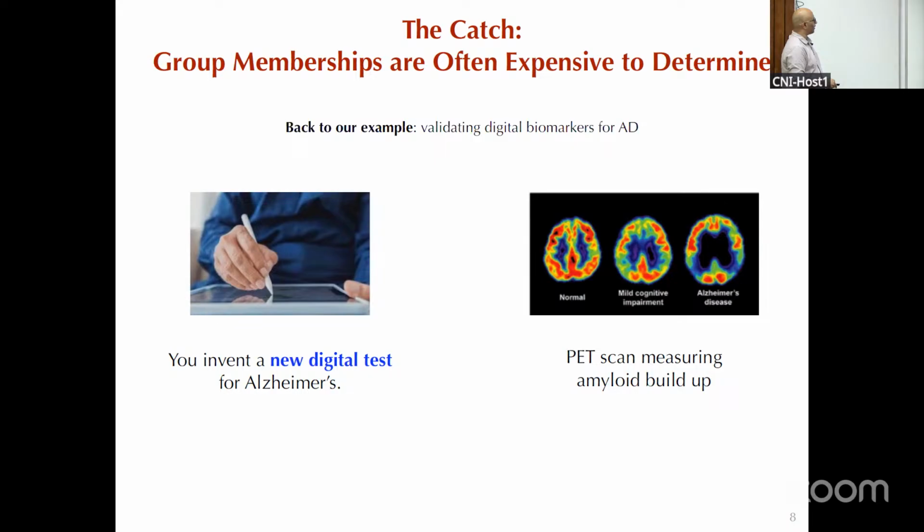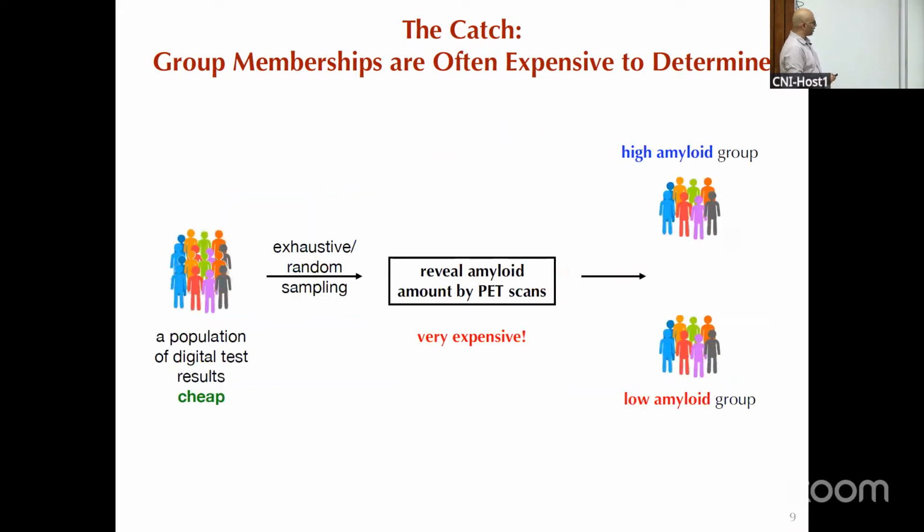The catch is that it's super expensive to actually do the PET scan. Right? It's super easy to have a bunch of people go and write a paragraph on their iPad. You can just ask them to download this app and write a paragraph. This population of digital test results is very cheap to get. And then you do some kind of sampling. And for the samples, if you want to reveal all their amyloid amounts so that you know which population these two things belong to, that's super hard to do.